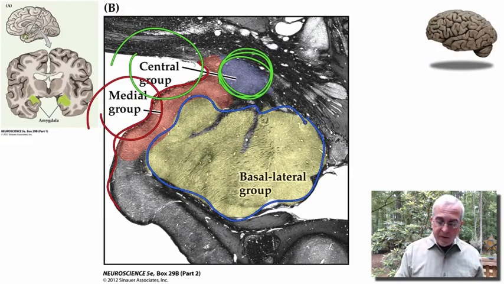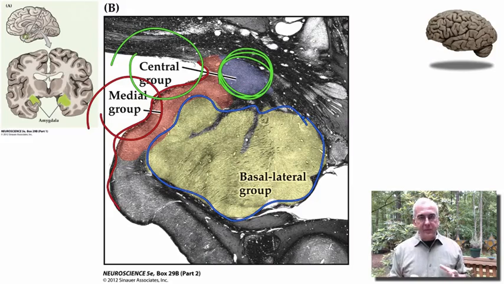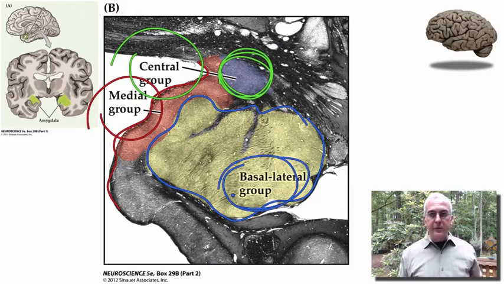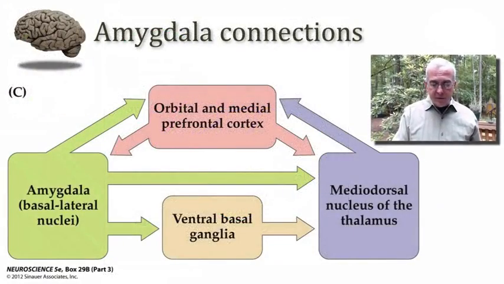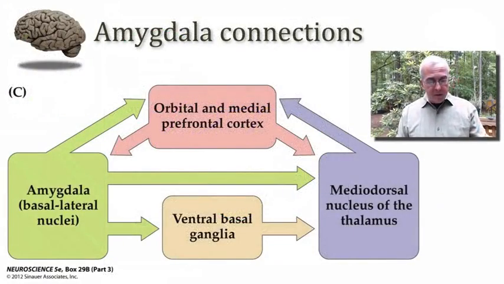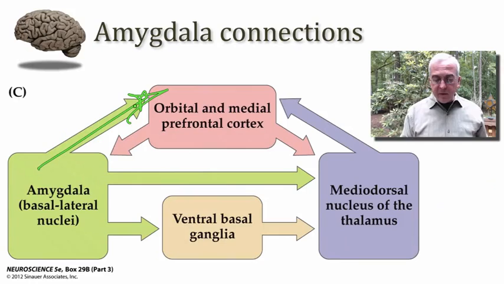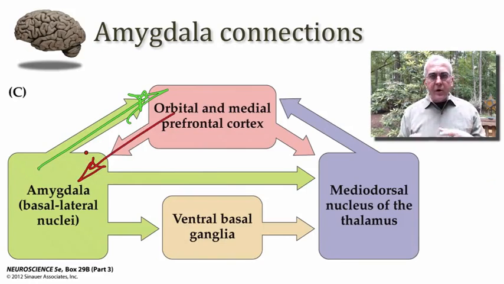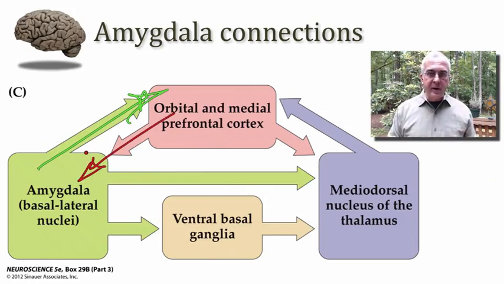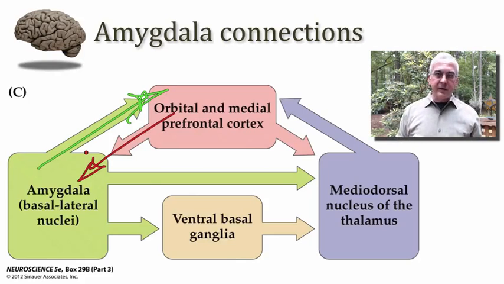of nuclei. So we could further subdivide this, but for our purposes we'll just consider this collectively as the basolateral amygdala. This basolateral group of nuclei in the amygdala maintains extensive connections with the orbital and medial part of the prefrontal cortex. So there are strong bidirectional interactions that happen between these two telencephalic regions that are so important in the experience and expression of emotion.